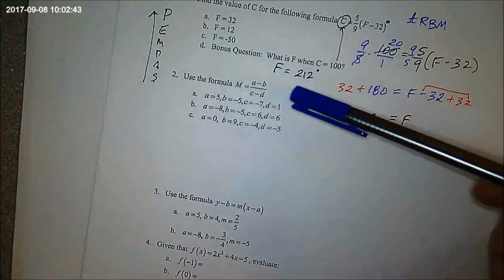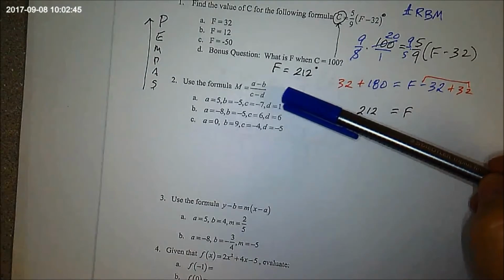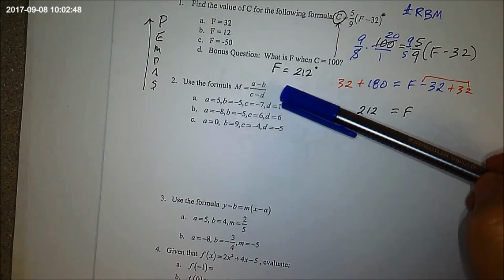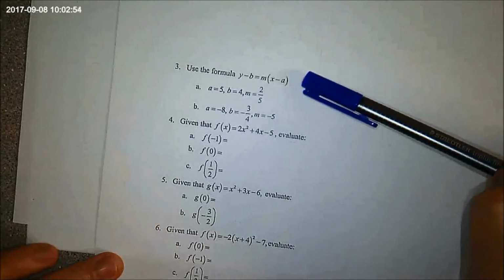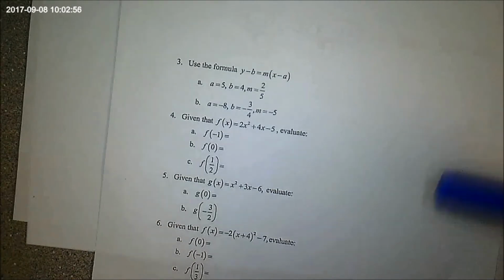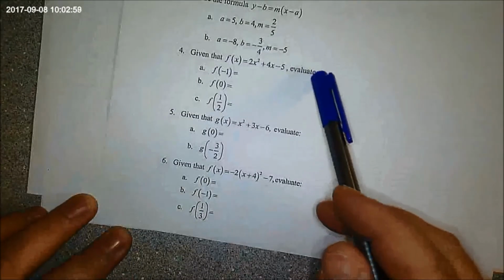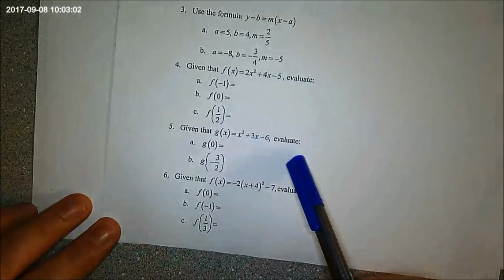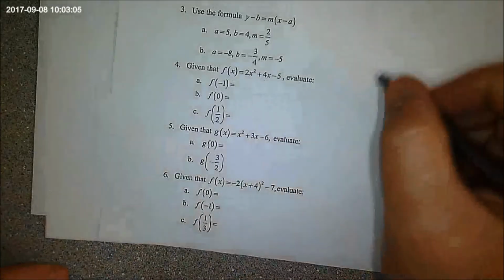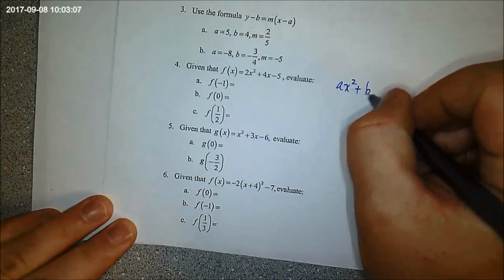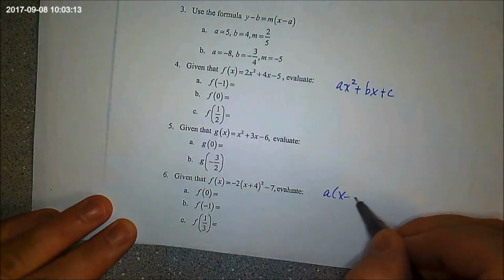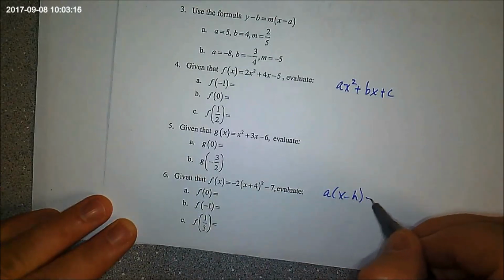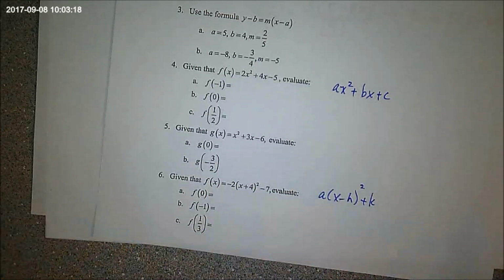Let's go ahead and take a look at this right here. That's the slope formula, just with different letters. This is the point slope formula. And these others are just practice. These are quadratics. We're going to spend a lot of time this year on quadratic equations. These are called standard form quadratics because they're in the form of ax squared plus bx plus c. And this one's called vertex form. We're going to learn about all that stuff later.